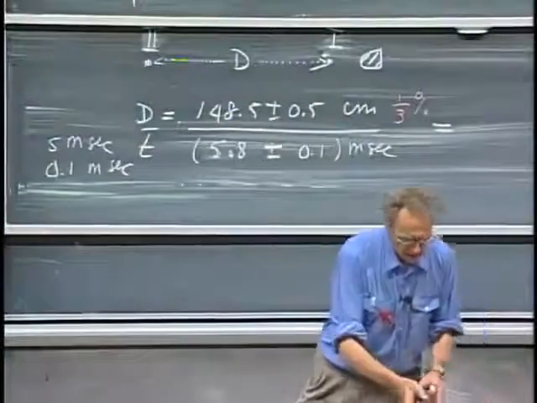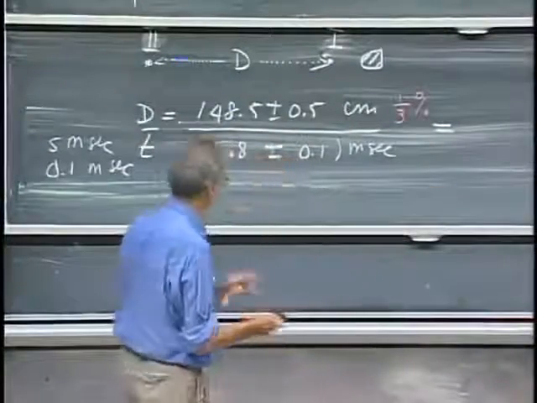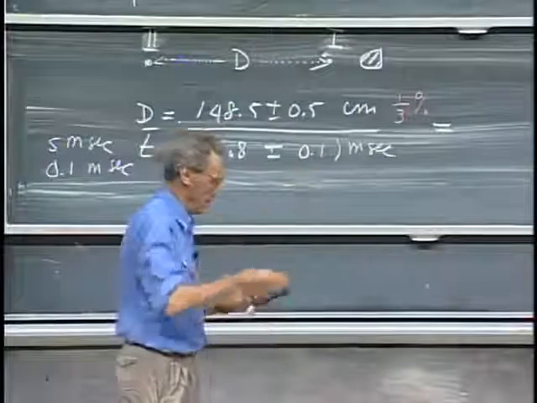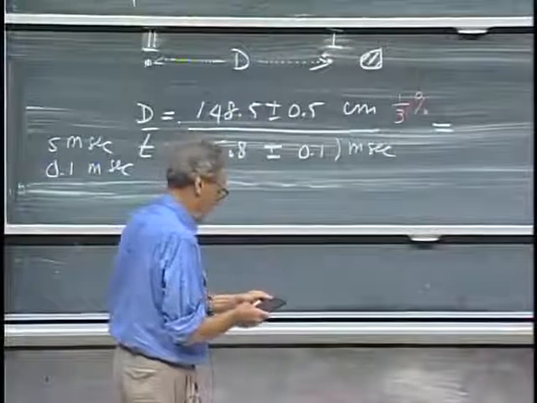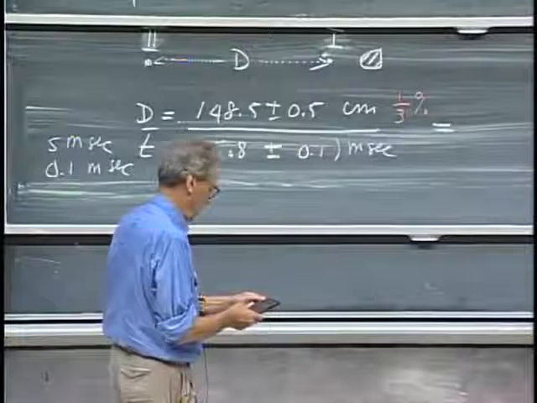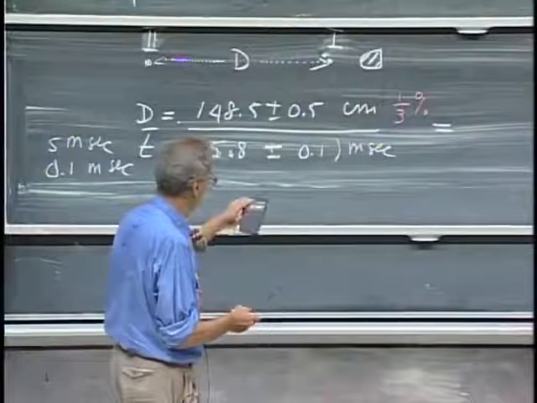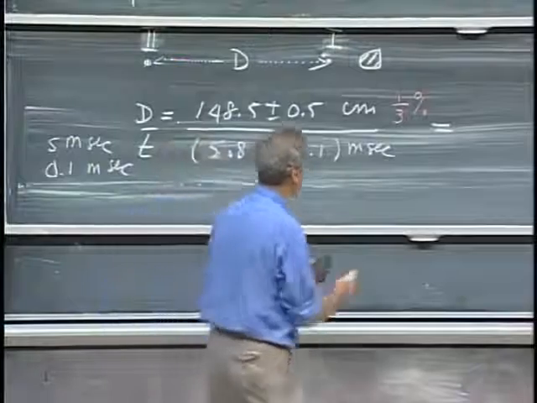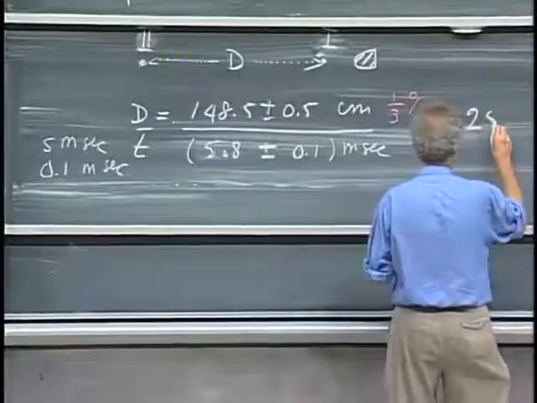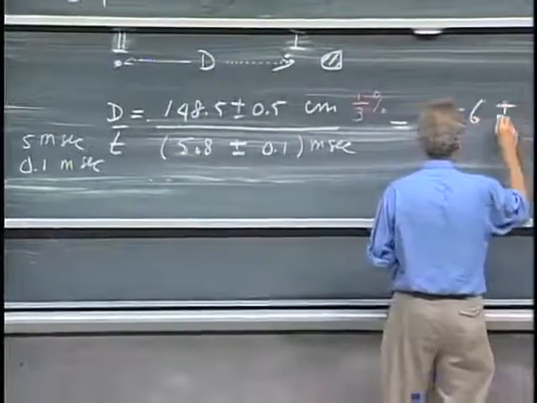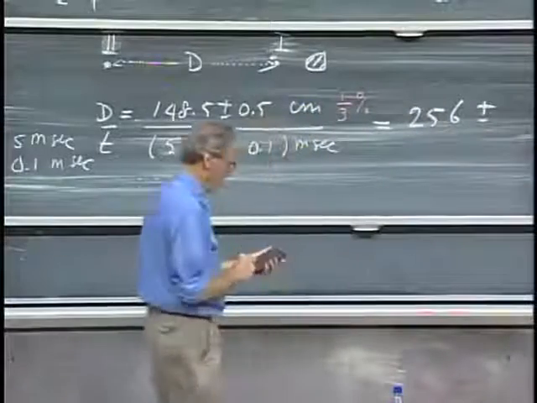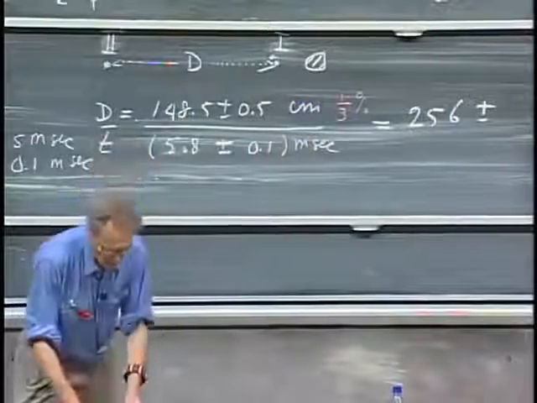So out comes the average speed, call it speed or call it velocity, it's the same thing in this case. 148.5 over 5.8, and I have to convert it to meters per second. That brings it to 256 plus or minus. Now you come in here with your plus or minuses.